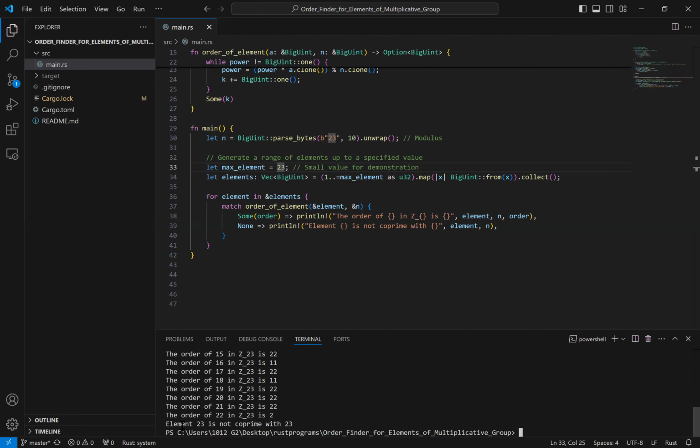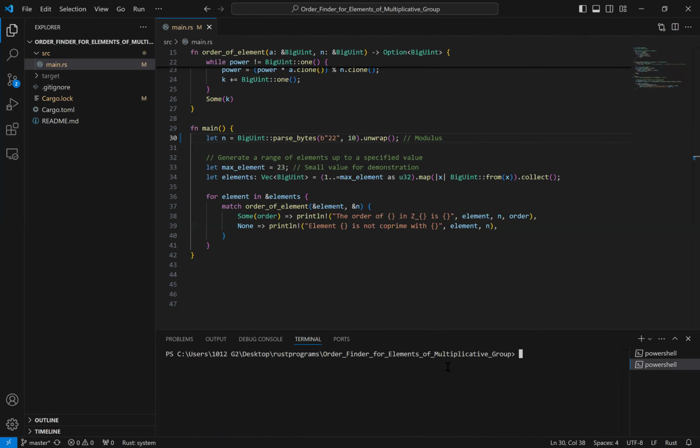And it tells you element 23 is not in this group. So I told it to print up to 23, but then it tells me 23 is not a member of this group. So it can tell you what are members of this group and the ones which are not. So let's try 22 and see. It will eliminate several elements here, those which are not relatively prime to that, because they will not have orders.